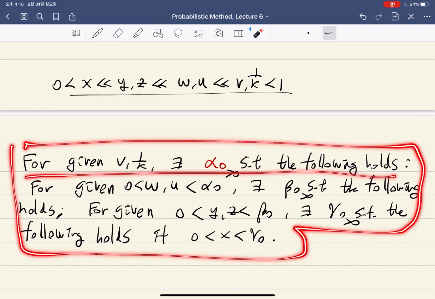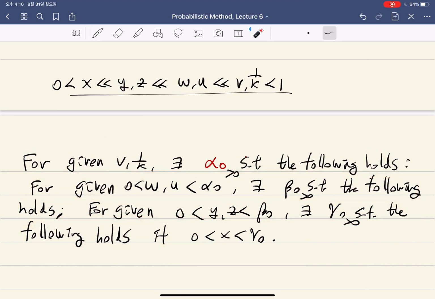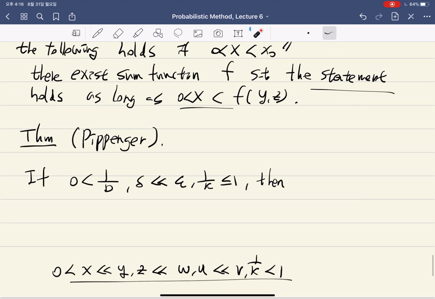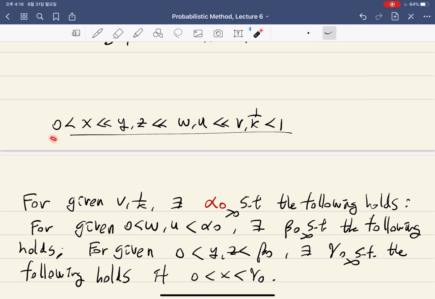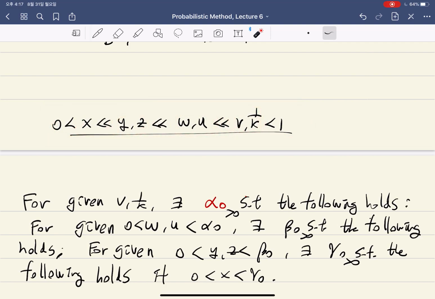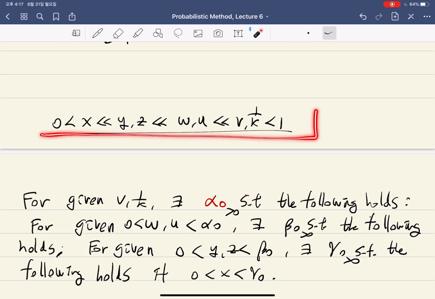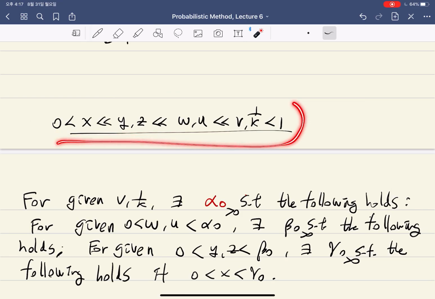But this is too complicated. It's not very descriptive and doesn't show you what actually happens. But if you use this notation, then you can write it in just one sentence and it's more descriptive of what happens. So these two constants are sufficiently smaller than this, and they are sufficiently smaller than this. They are sufficiently smaller than this. So it's more effective. In lots of cases we also use this notation.